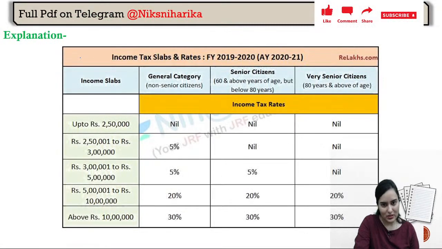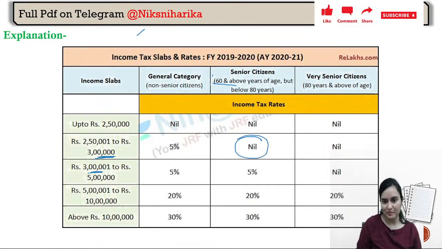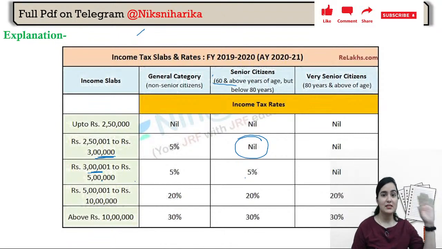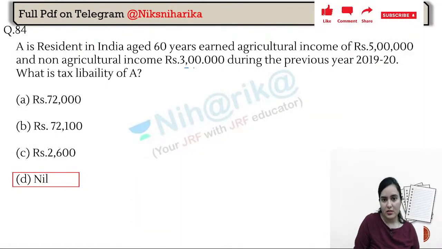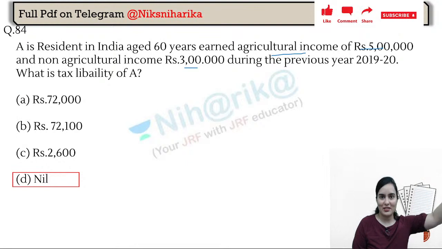If you all remember these tax rates for senior citizens 60 years and above, up to 3 lakh nil, okay, and from 3 lakh to 5 lakh 5%. So above 3 lakh, 5% would be calculated, but still he does not have to pay. Even if this would have been suppose 4 lakh, still the answer would have been nil. Reason, his non-agricultural income is more than the agricultural income.